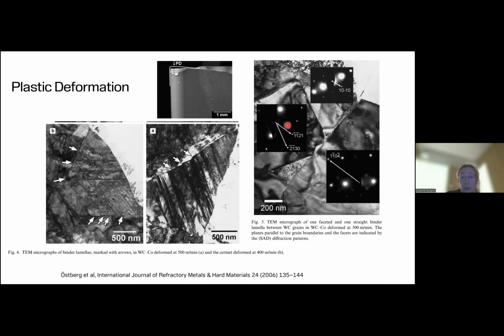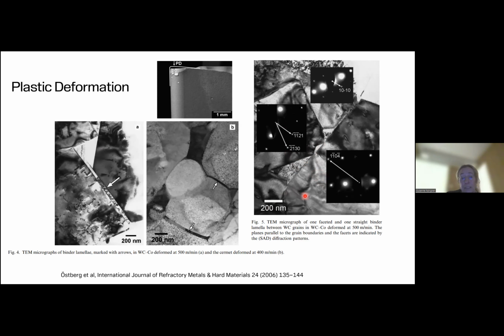And this is now for a reference, a non-doped material. We can also see that a lot of the plastic deformation is facilitated by formation of this type of lamella. So it's a layer of cobalt that goes into the generic tungsten carbide grain boundary. And it also happens for cermets that you can see in this case.